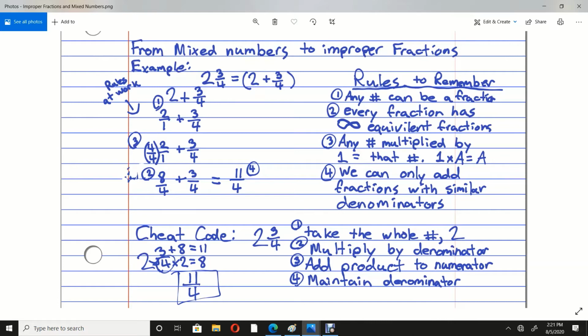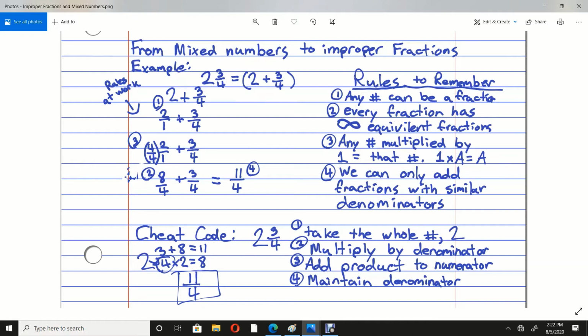And look right here. There's a cheat code. This cheat code is kind of like the shortcut to all of this. If you want to, all you need to do is take the whole number on the outside, multiply it times the denominator, and add that to the numerator. So 2 times 4 is 8. You add that to 3, you get 11 over... what? Why did I have times 2 down here? What was that about?